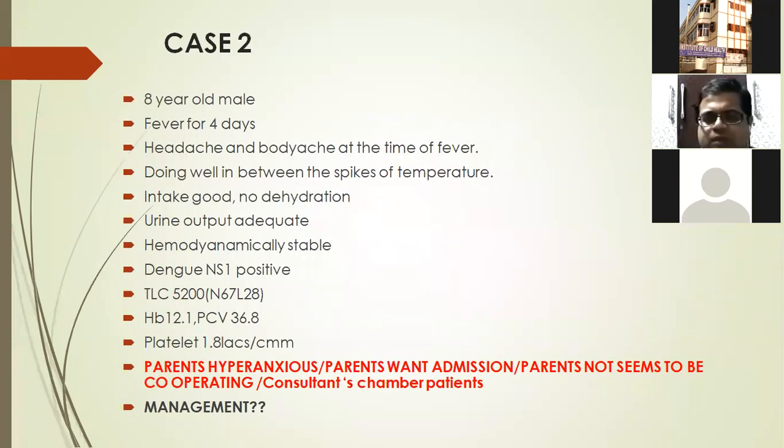Case 2, similar patient, similar vitals. An 8 year old male, fever for 4 days, headache and body ache at the time of the fever, doing well in between the spikes of temperature, intake was good, no dehydration, urine output adequate, hemodynamically stable, dengue NS1 positive, total count normal, hemoglobin and PCV normal, platelet 1.8 lakh. Same status, but there are a few red lines. Parents are hyper anxious. They are very anxious that my kid has dengue. Parents want admission. Please admit my child.